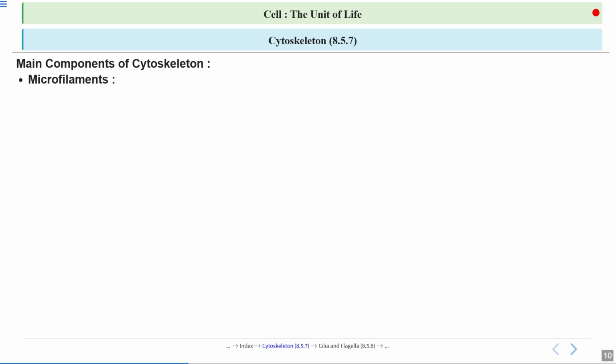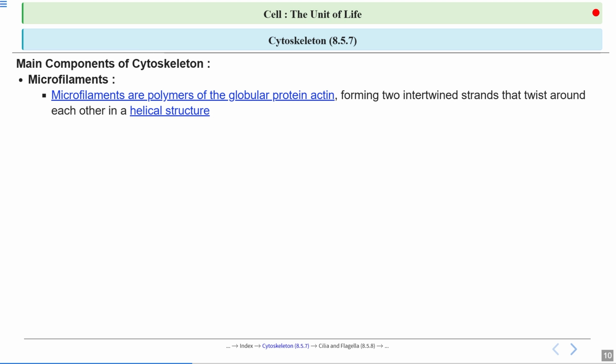Okay, next one are the microfilaments. Now, what are microfilaments made up of? So microfilaments are basically polymers of the globular protein actin. Okay, so that's why microfilaments are also known as actin filaments. They are also very thin and they are very flexible also. And they perform a lot of functions. We'll talk about the functions of microfilaments as well.